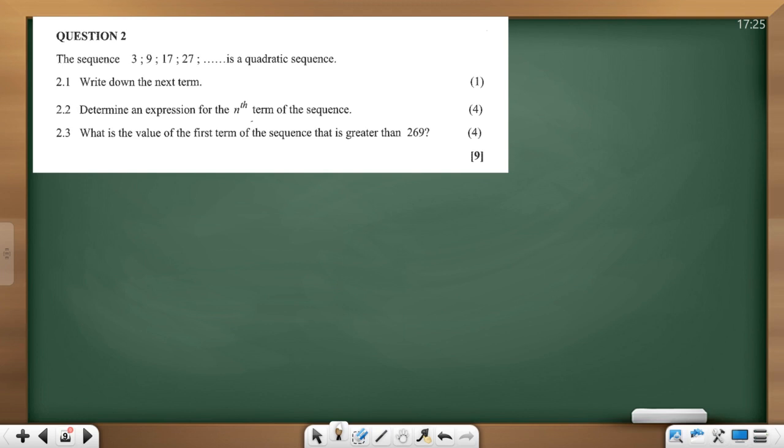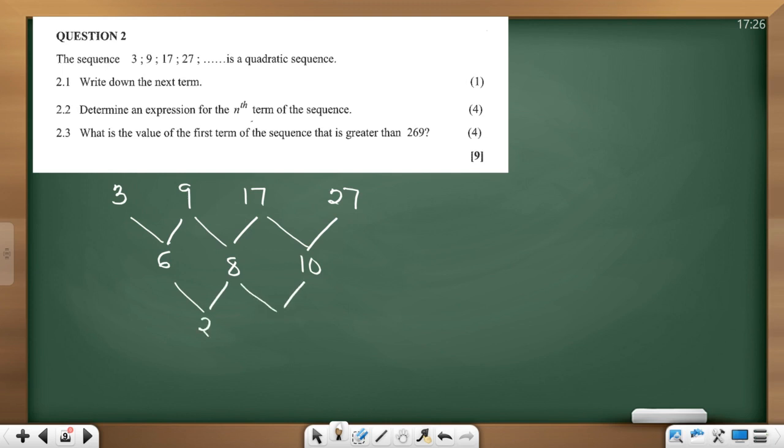We'll look at question number 2. All right, 3, 9, 17, 27. Quadratic. Okay, quickly. They told us it's quadratic, so we don't need to start wasting time. Since it's quadratic, the first thing is to find the first difference. 9 minus 3 would give me 6. 17 minus 9 would give me 8. 27 minus 17 would give me 10. Yes, it is quadratic because our second difference is 2.